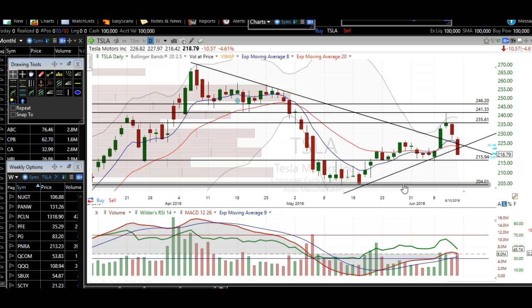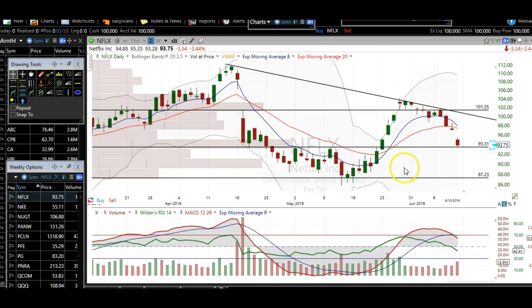Next, I want to cover Netflix. So Netflix came up here to this downtrend line and we got rejected. As you can see, we've got 1, 2 touches here, 3, 4, 5, 6, 7 touches right here. This is going to be a nice trend line to trade against, and it will be resistance if we end up making our way back up there.